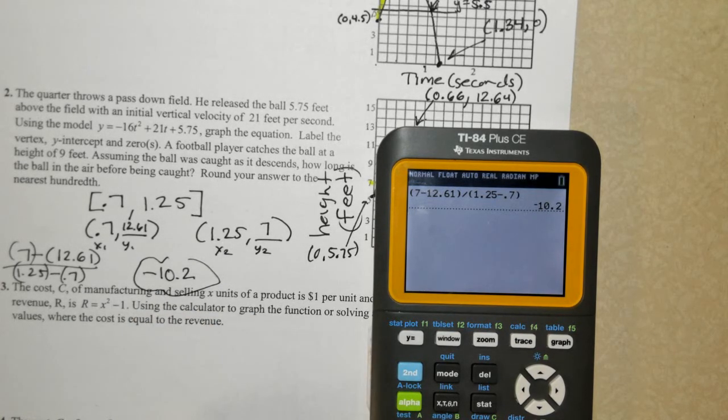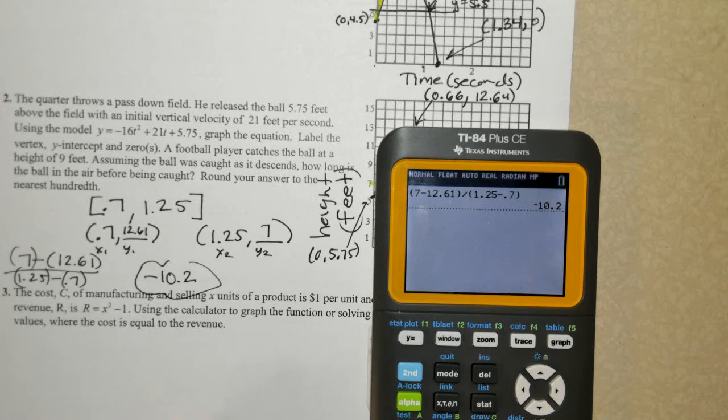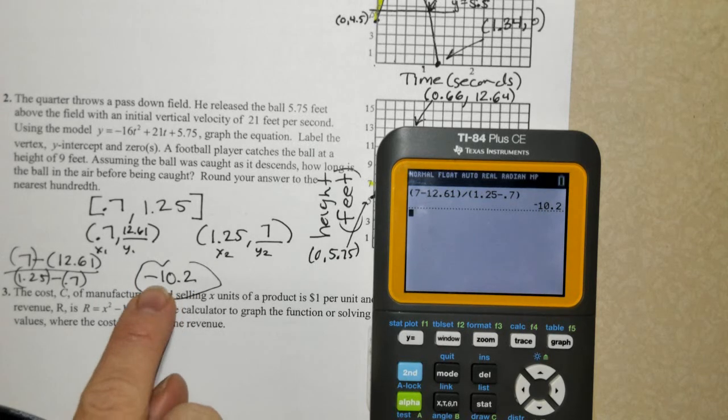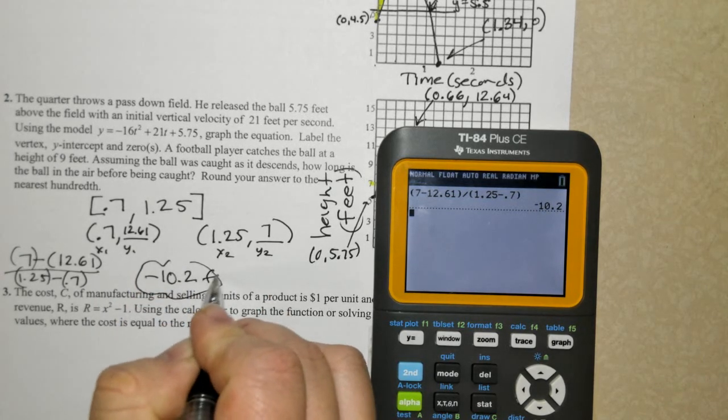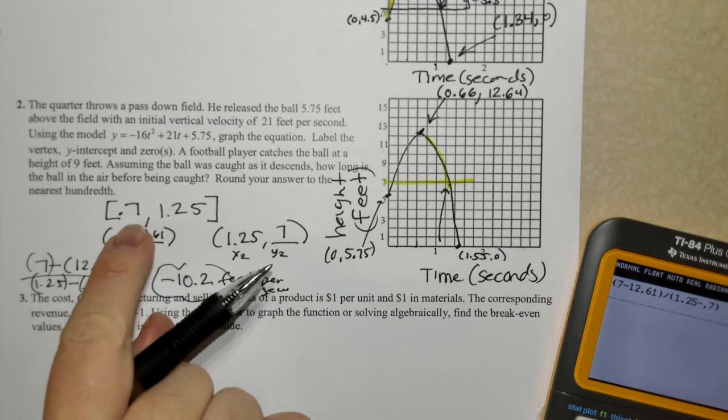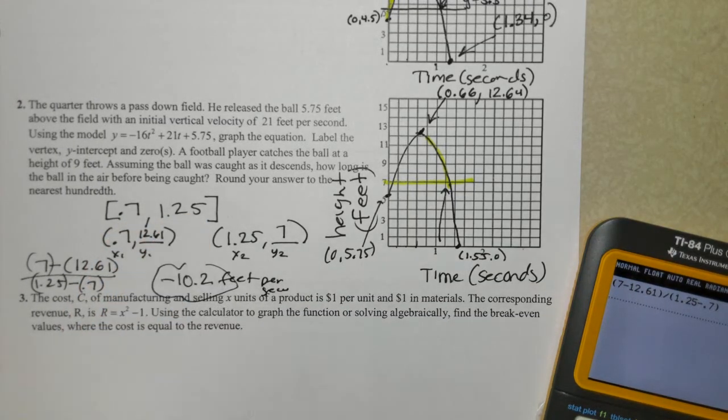What does that mean within the context of this problem? You have to be very specific. It means the ball is declining or going down 10.2 feet per second over the interval from 0.7 seconds to 1.25 seconds.